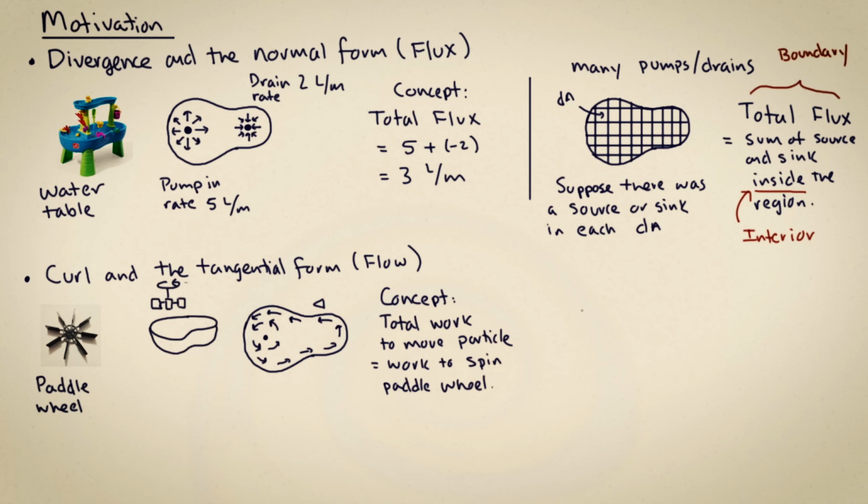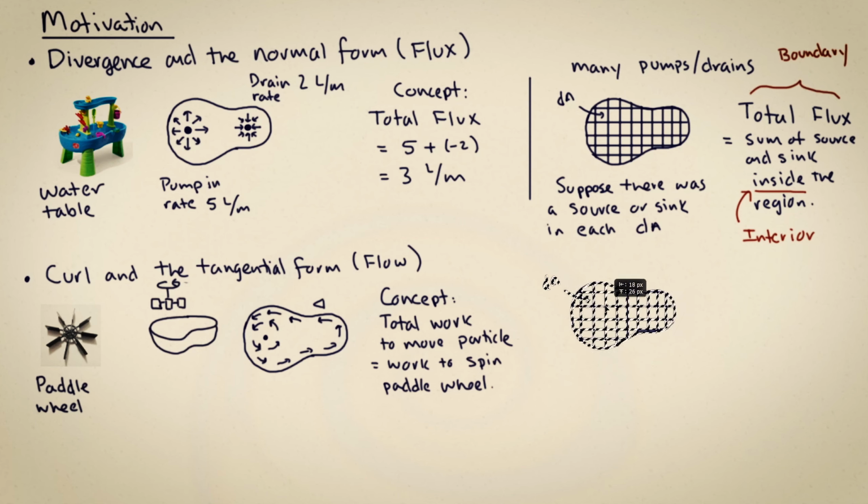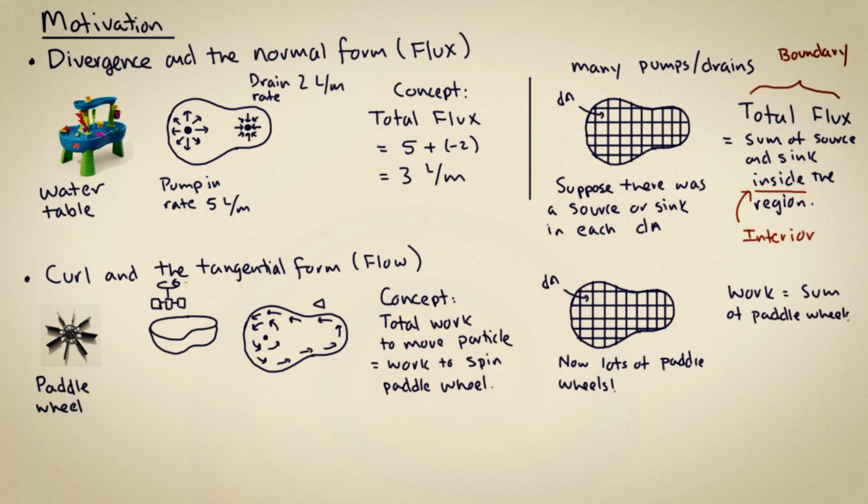So suppose that some of the paddle wheels were spinning in the counterclockwise direction, which is the same way that the boat is going, and some of the paddle wheels might be working against the movement of the boat, so maybe they're rotating in the clockwise direction. You could add up all of the counterclockwise spinning paddle wheels, the work that they were doing, and then subtract off all the clockwise spinning paddle wheels, and what you would get is the total work to push a little boat around the boundary of the region. Again, this is a relationship between what's going on inside the region and what's going on the boundary of the region.